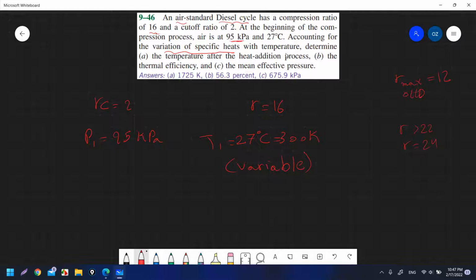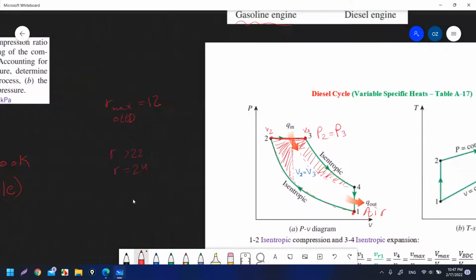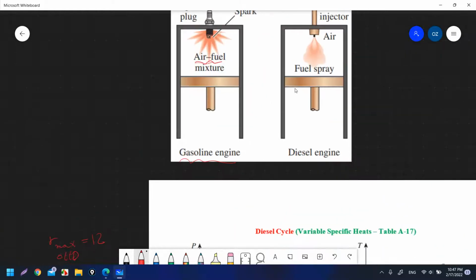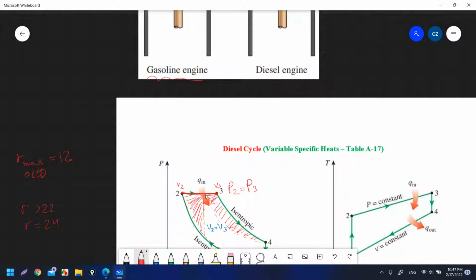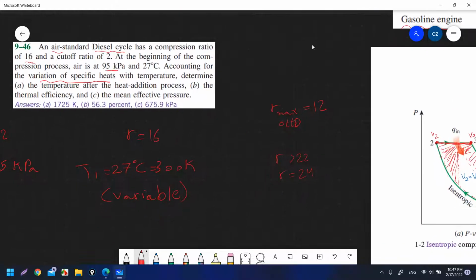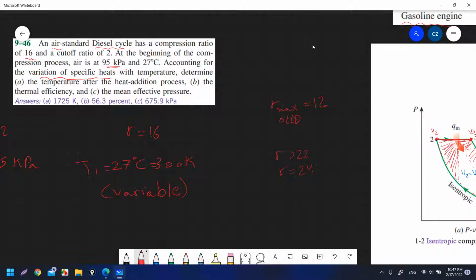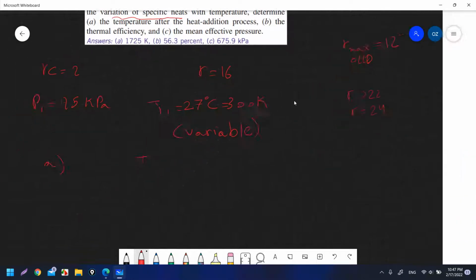Determine the temperature after the heat addition process. The heat addition process Qin here is from 2 to 3. This is the heat addition process. So after the heat addition process, he means T3, the end of the heat addition process. So he wants to find T3.